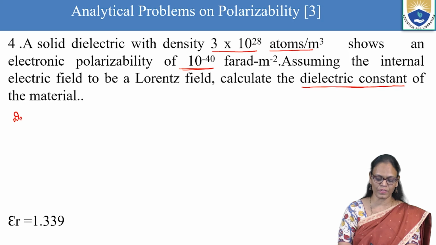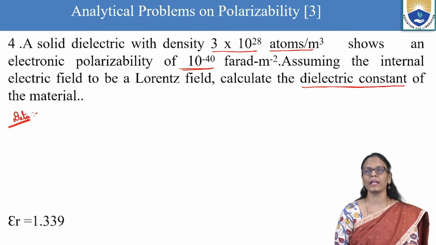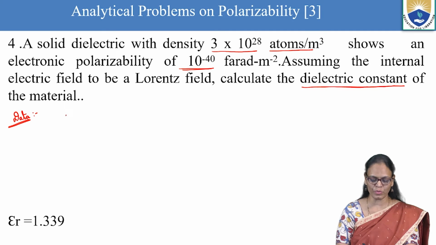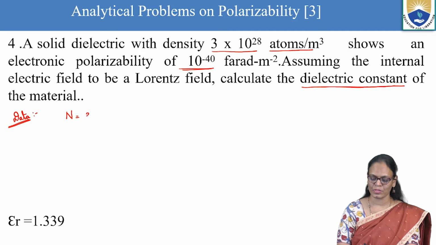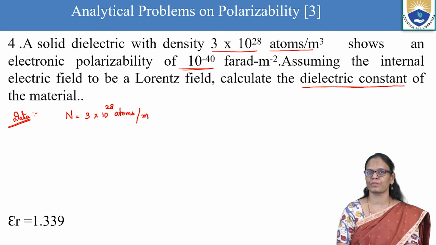So, write the data first. Identifying the data and writing it with the correct notation is also very important. So, density here represents the number of atoms per unit volume, which is denoted by N. So, N is 3 into 10 power 28 atoms per meter cube. This shows an electronic polarizability. So, the value of alpha E is given, 10 power minus 40 farad per meter square.